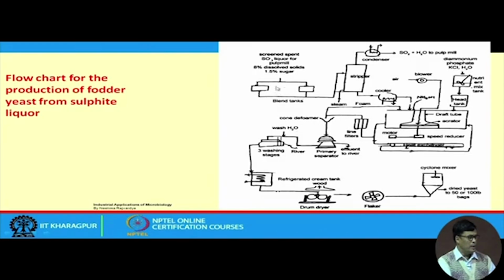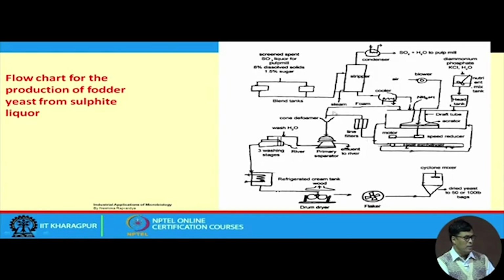So, here we can have the blended tank. Then I shall explain this stripper. In the stripper, we pass the steam so that we heat the material. When we heat the material, sulfur dioxide goes out, and sulfur dioxide and water make the sulfurous acid. Then you cool this liquid and it doesn't contain much sulfur dioxide, and then we add some kind of nutrient to it and take it to the fermenters, and after that it produces the cell mass.